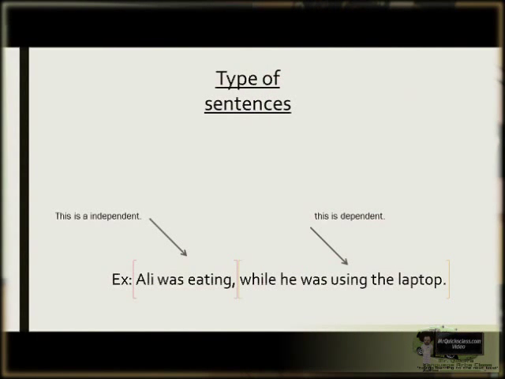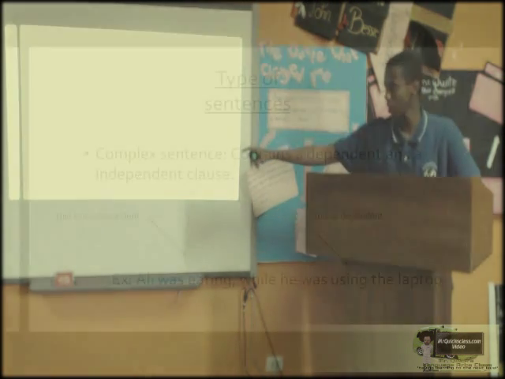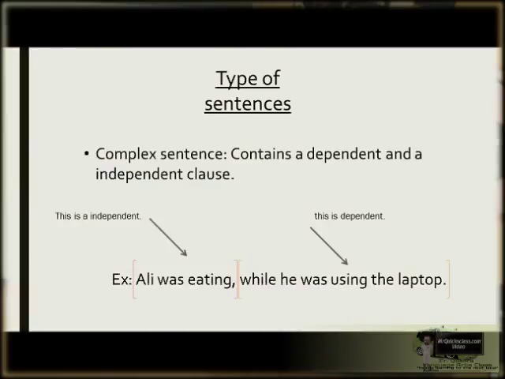And the next type of sentence is a complex sentence. It has one dependent and one independent clause. Here's an example. Ali was eating while he was using the laptop, and I put arrows to separate the clauses. Ali was eating, that's independent, and while he was using the laptop is the dependent clause. You can tell it's a dependent clause because it doesn't complete a full thought. It starts with a conjunction, while. That's how you know it doesn't complete a full thought. Ali was eating completes a full thought because it has a subject and a verb.